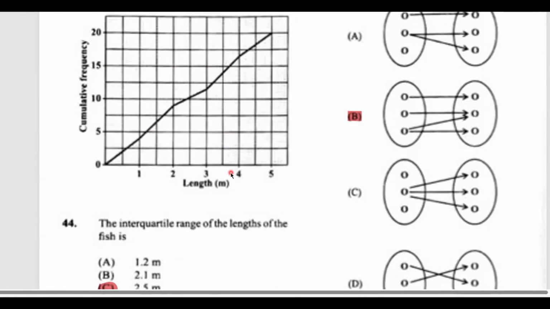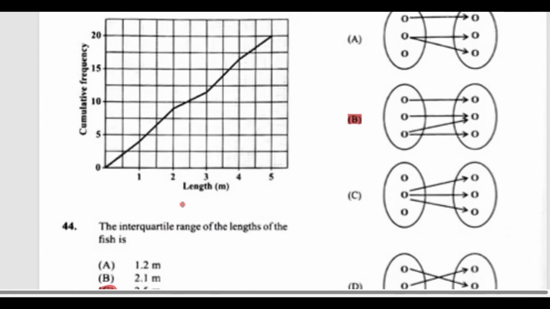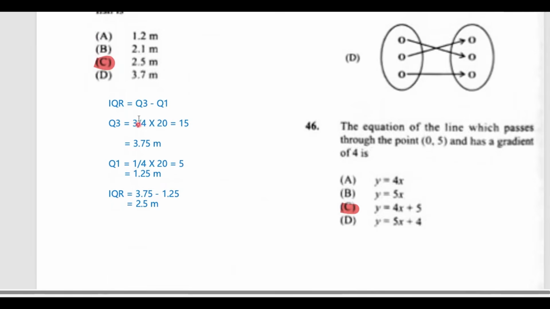Let's say 3.75. And then you have Q1, which is your lower quartile, which is the value that accounts for 1/4 of the frequency. 1/4 of 20 is 5. And you look for 5. Go across and come down. That's between 1 and 1.5. So that's what, 1.25 on average. So your IQR will be what? Q3 minus Q1 will be your 3.75 subtract your 1.25. Get 2.5 meters. That's C.